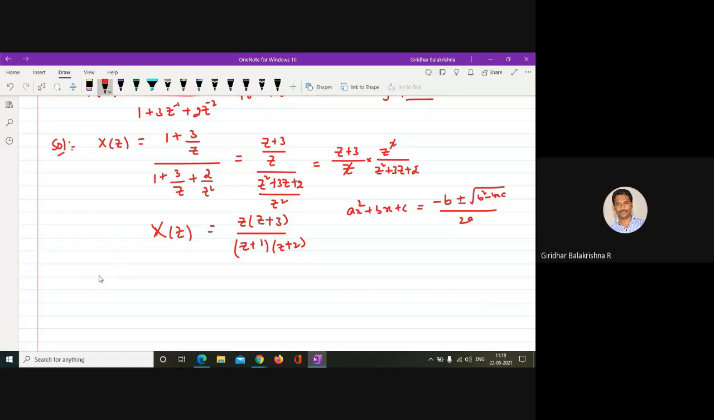Next, second step. Represent X of z by z. That implies X of z by z equal to how much? I shift this z to the left side. Then it will be z plus 3 by z plus 1 into z plus 2.